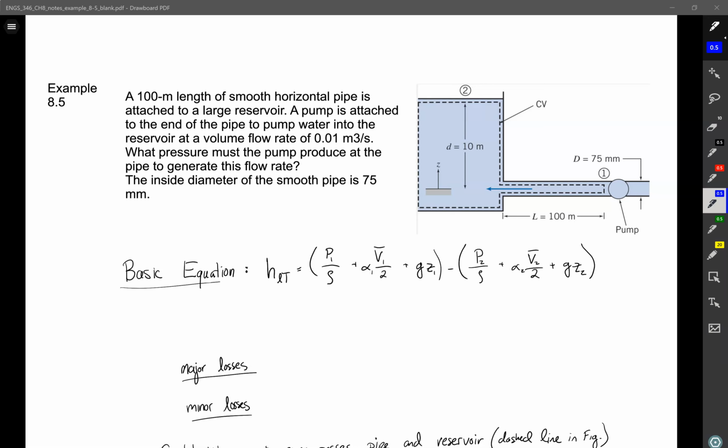What we're looking at in this video is the power that it takes for a pump, really in this case the pressure that it takes for a pump to move water down into this large tank at a given flow rate. So what we know about the system, we have a pump, we have a reservoir that is 10 meters deep, and we're pumping at a volume here of 0.01 meters cubed per second.